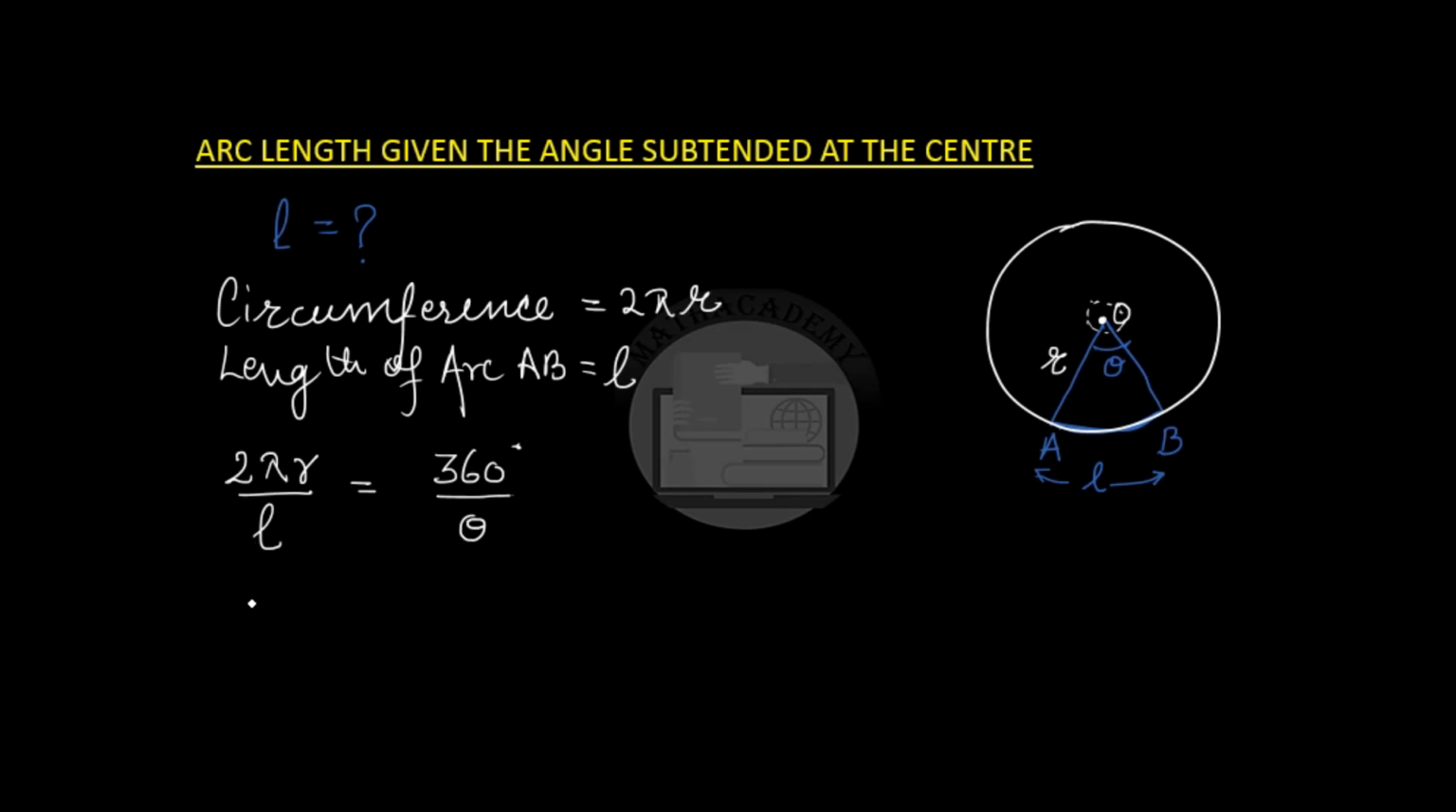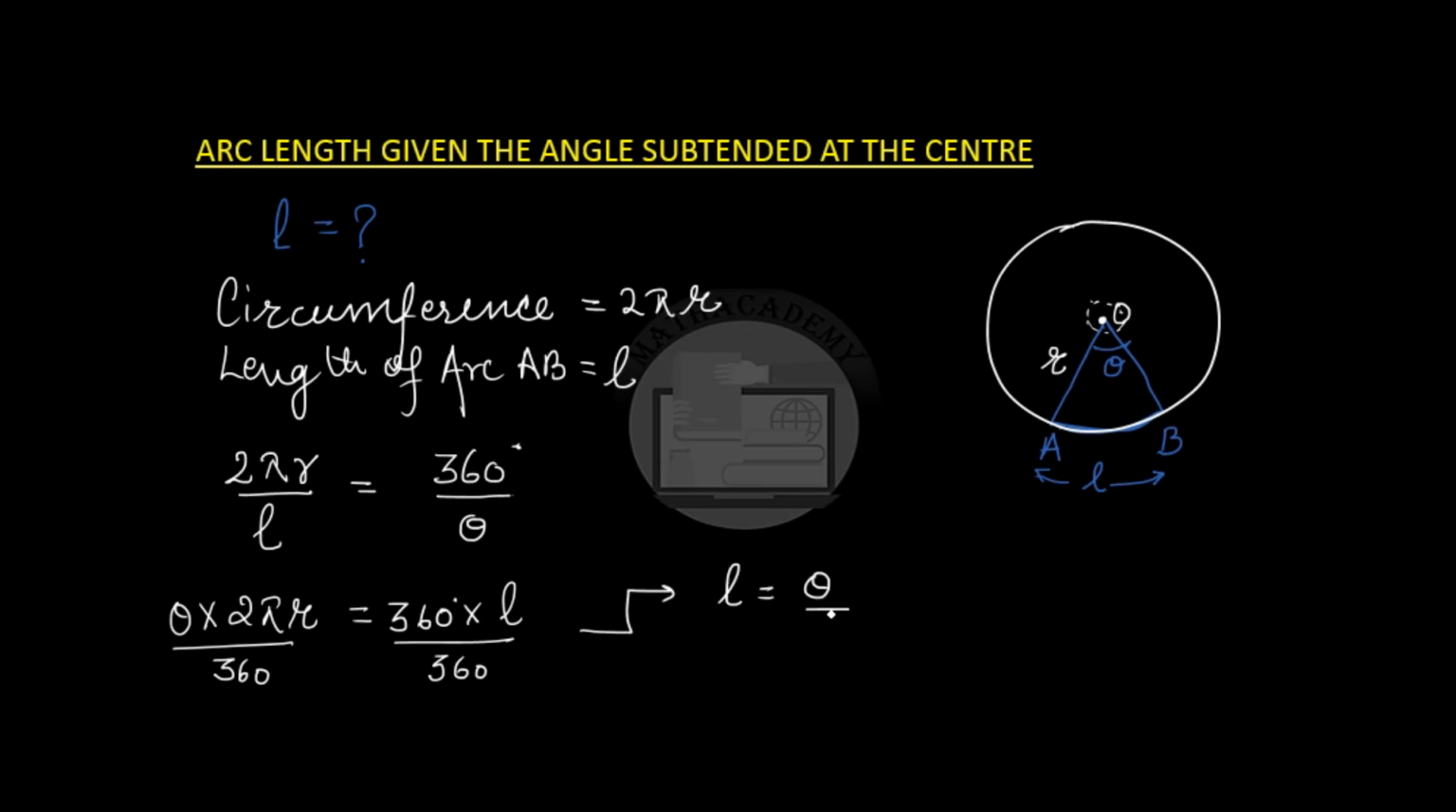Okay, let us rearrange a little. So if we cross multiply, we get theta times 2 pi r is equal to 360 degrees times L. We have to make L as the subject, so we divide both the sides by 360. And from here, we get L is equal to theta over 360 times 2 pi r.